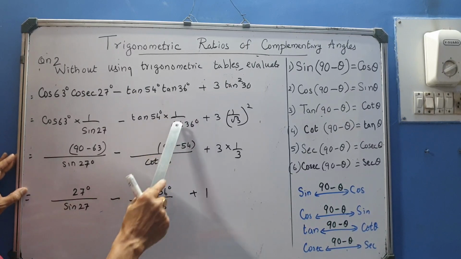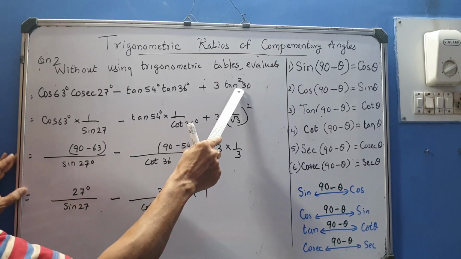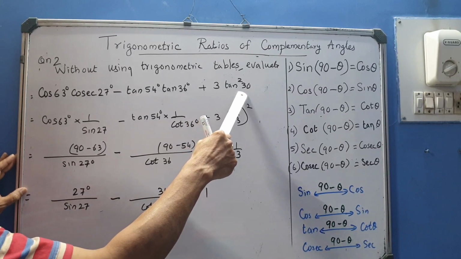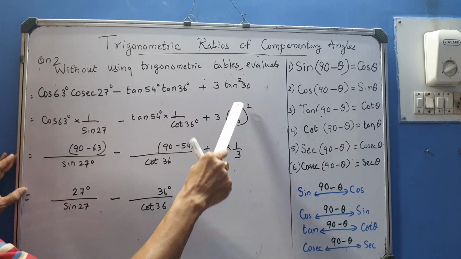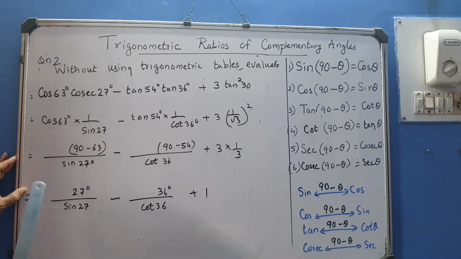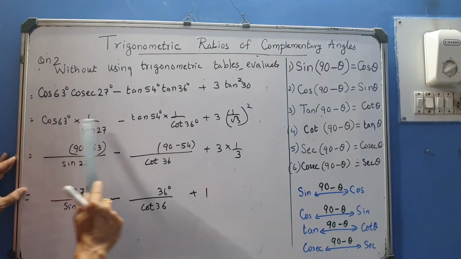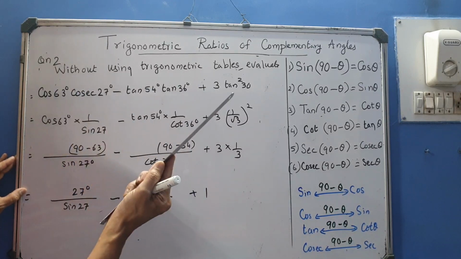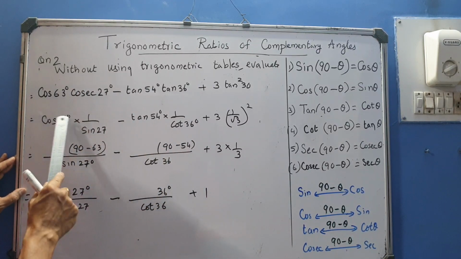Tan 36 by cot 36 plus, this is a standard value. We know that tan 30 is 1 by square root of 3, so 1 by root 3 the whole square. As I said before, don't think that you can do it only in the denominator. You can either change the numerator or the denominator. This time I'm going to change the numerator.